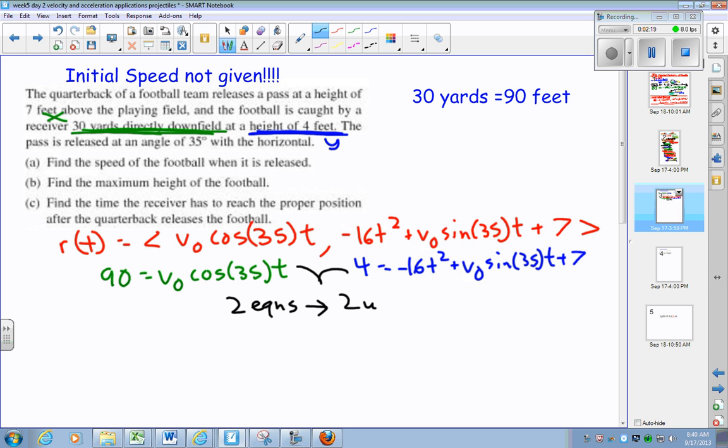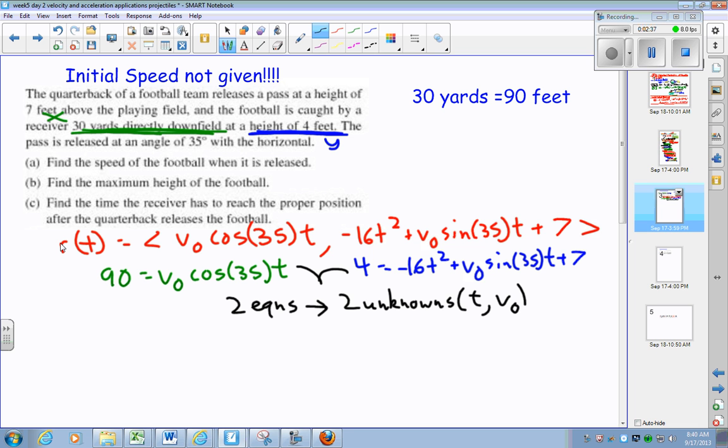Okay. Now, within this, you need to realize you currently have 2 equations and 2 unknowns. And those unknowns being at what time did this happen and what was that initial velocity. Okay, because it happens at the same moment. At that time, it is at 90 feet and it is at 4 feet.